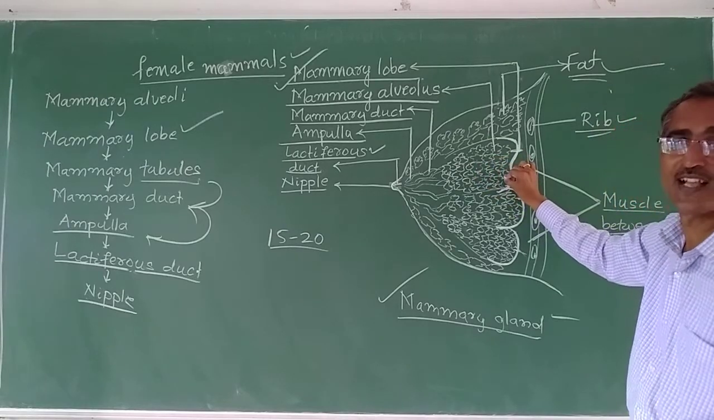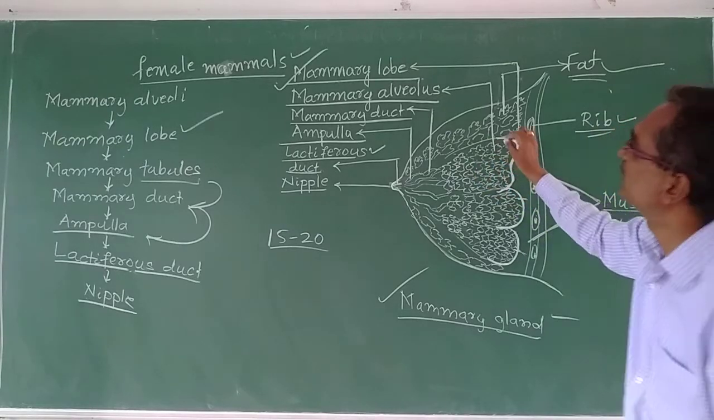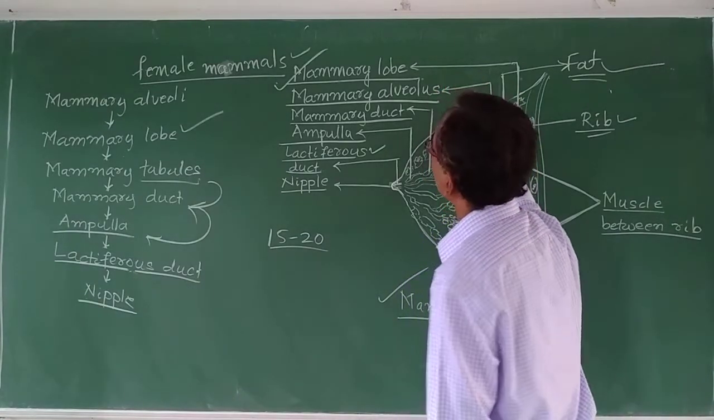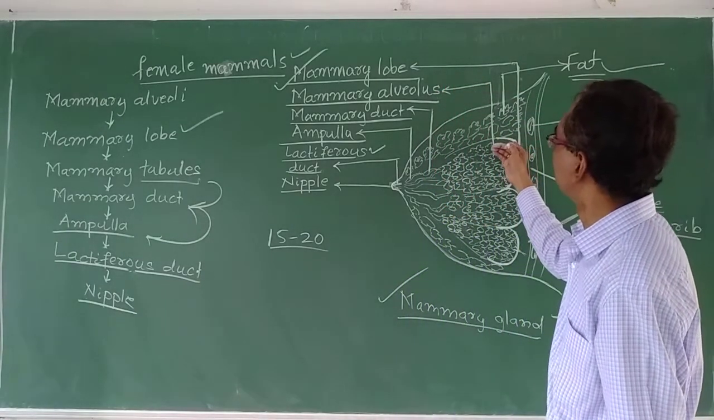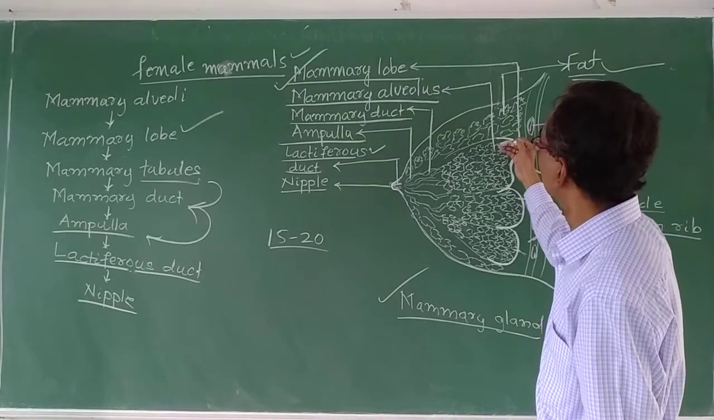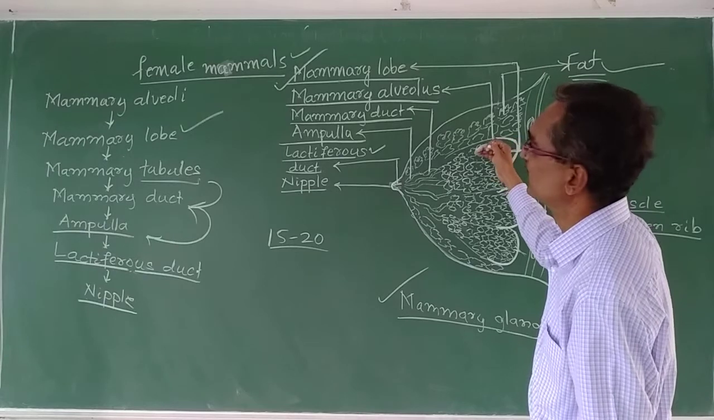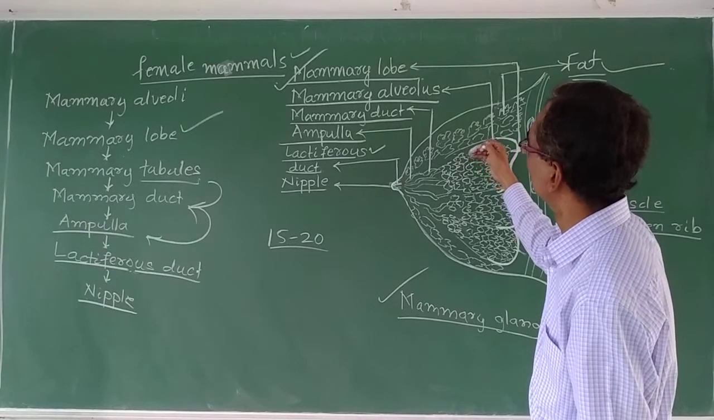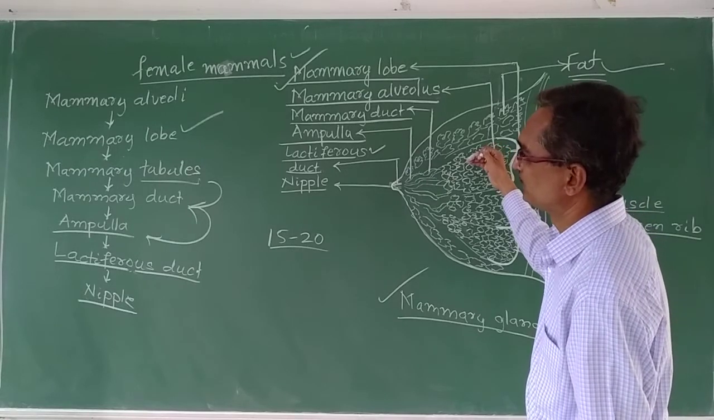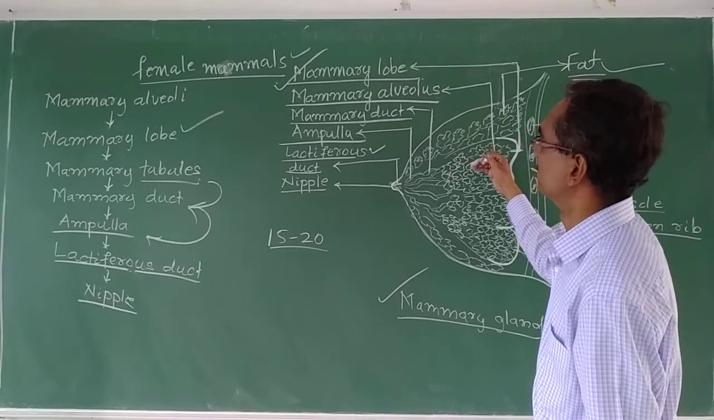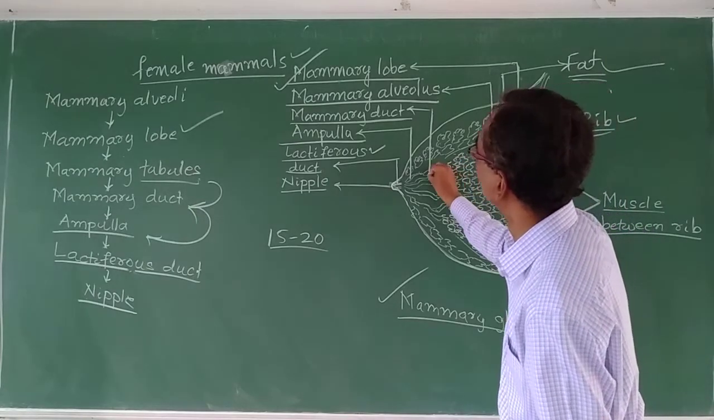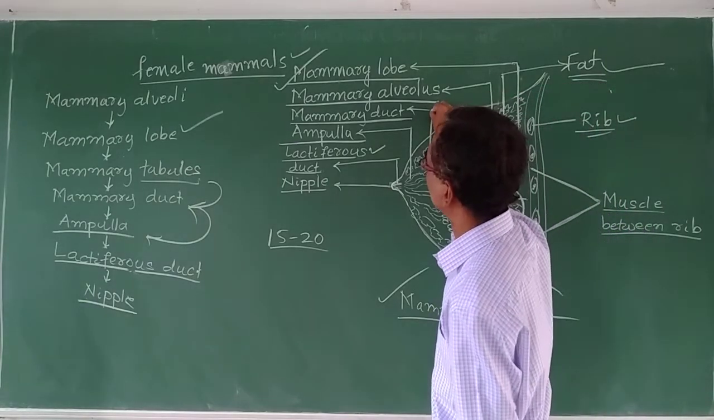These cells are known as alveoli. So it is a mammary alveolus or alveoli. Okay, and these mammary alveoli open into mammary tubules, and these mammary tubules join and make the mammary duct.